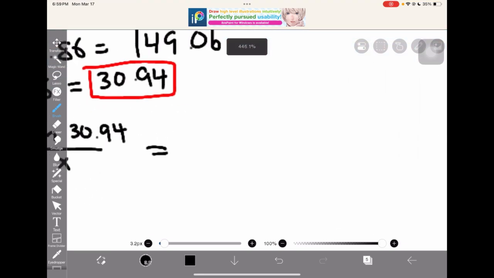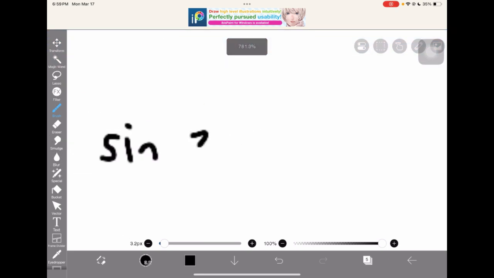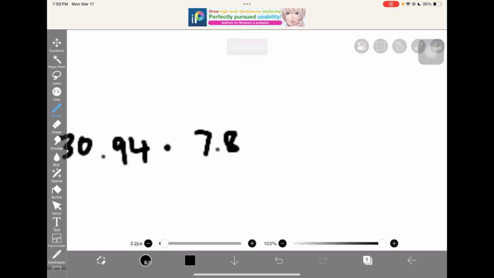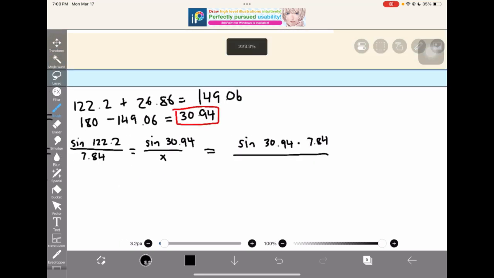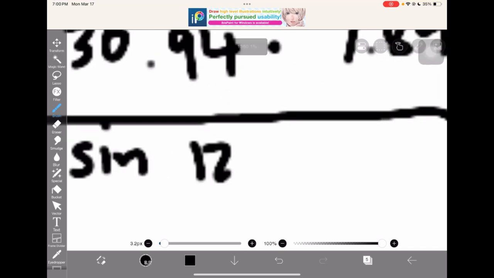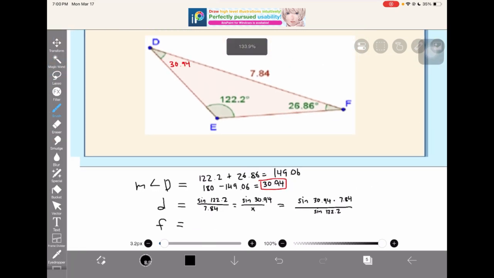Applying the same step from last time, let's try that again. We get sine 30.94 times 7.84. Sorry, all over sine of 122.2. Plug that into our calculator, guys. So sine 30.94 times 7.84, is that correct? Yep. All over sine of 122.2.